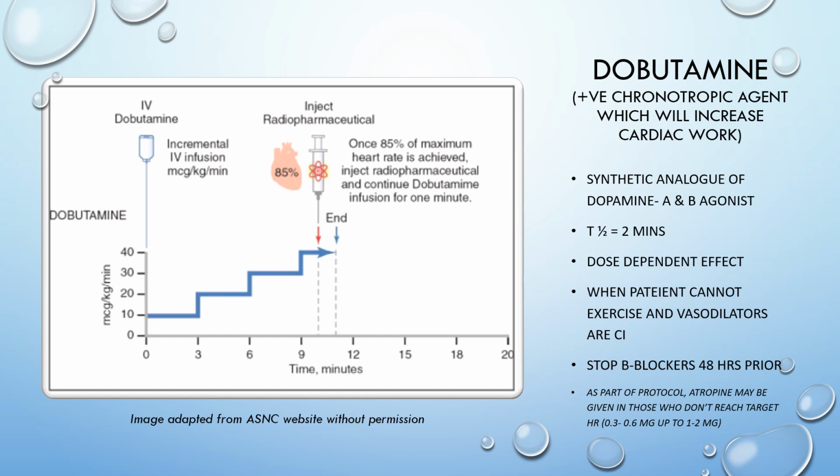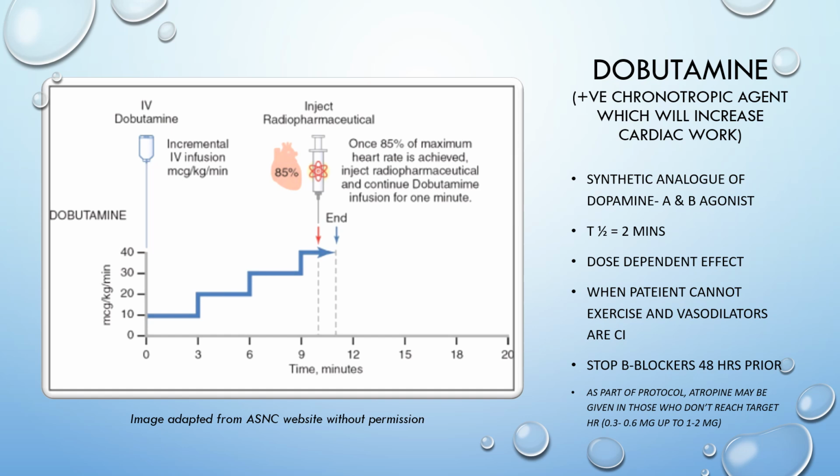The next pharmacological agent is dobutamine. That seems to be a lone ranger for now. This is a positive inotrope and positive chronotropic agent. It will increase the cardiac work and therefore force the heart to vasodilate on its own. It's a synthetic analog of dopamine. It's a very potent alpha and beta agonist, but it doesn't have the dopaminergic effects that we don't want. So the half-life is 2 minutes.